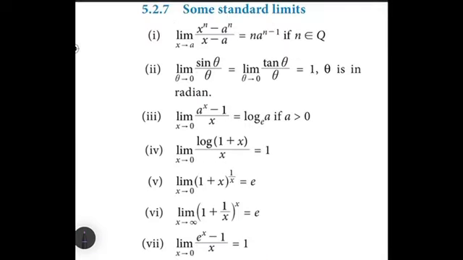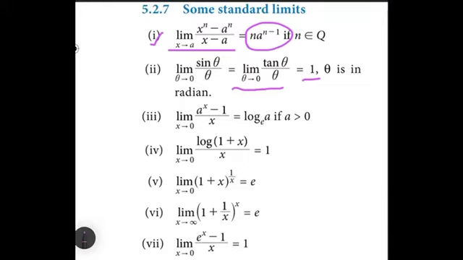So, some standard limits. The first one, limit x power n minus a power n divided by x minus a, that is equal to n into a power n minus 1. If the limit is of this form, then the value is n into a power n minus 1. Okay. So, limit theta tends to 0, sin theta by theta, that is equal to 1. The value of this sin theta by theta is equal to 1. Similarly, limit theta tends to 0, tan theta by theta is also equal to 1.